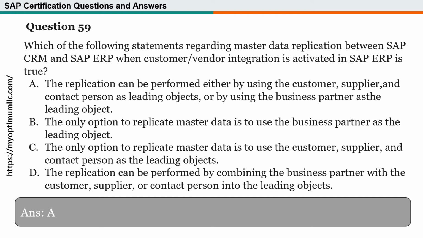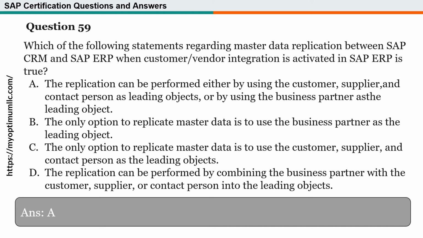Question 59. Which of the following statements regarding master data replication between SAP CRM and SAP ERP when customer/vendor integration is activated in SAP ERP is true? A. The replication can be performed either by using the customer, supplier, and contact person as leading objects, or by using the business partner as the leading object. B. The only option to replicate master data is to use the business partner as the leading object. C. The only option to replicate master data is to use the customer, supplier, and contact person as the leading objects.